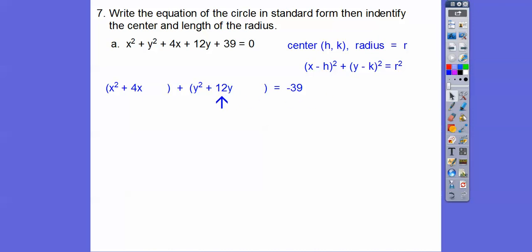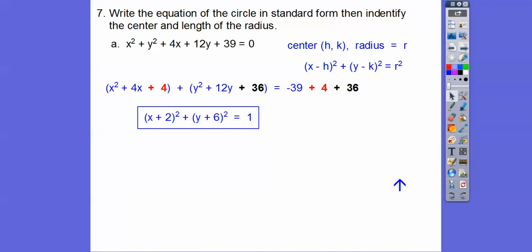Half of 12 is 6, and 6 squared is 36. So we're going to add 36 and add 36. When we do that, there's the 4, there's the 36, and it creates a perfect square trinomial. So this side factors to, what sign goes in the middle? A plus, because of that plus right there. So this is going to be (x plus 2) squared, and this is going to be (y plus 6) squared. And then these added together get us 1. So there's our equation of the circle.